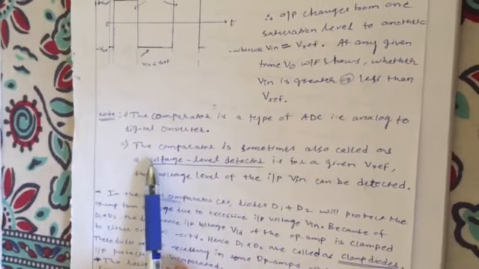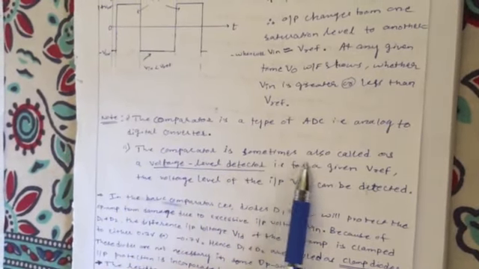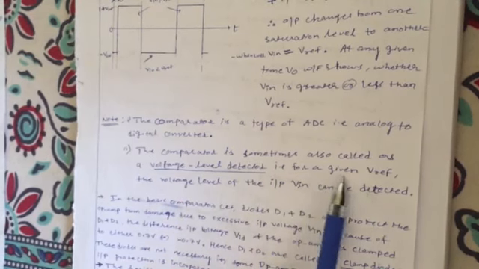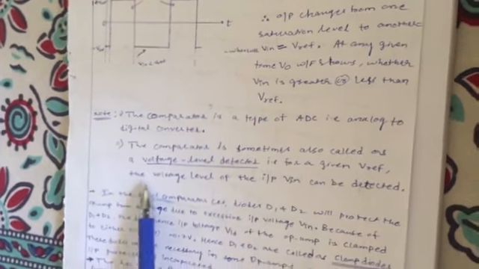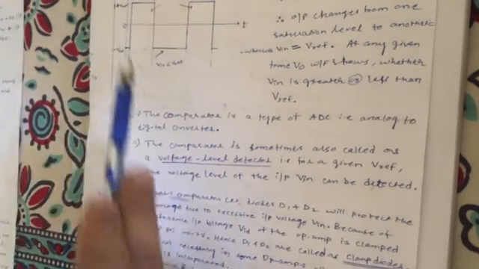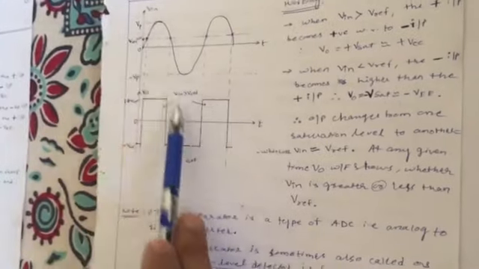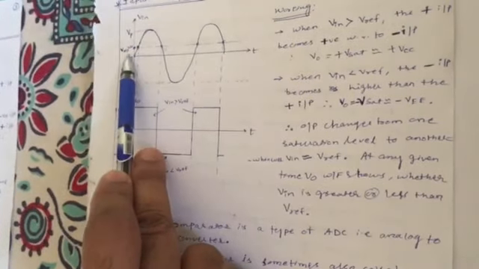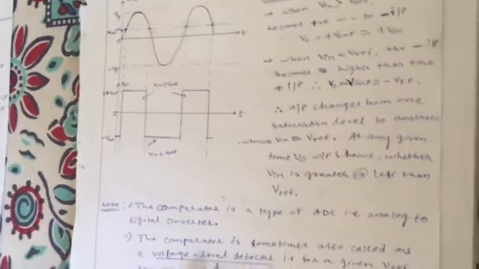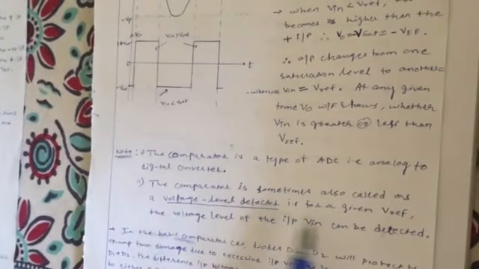Second important point, the comparator is sometimes also called a voltage level detector. That is, for a given V reference, the voltage level of the input Vin can be detected. That means for a given V reference voltage, I can detect whether my Vin is greater than V reference or my Vin is less than V reference. Hence, the comparator is also called a voltage level detector.